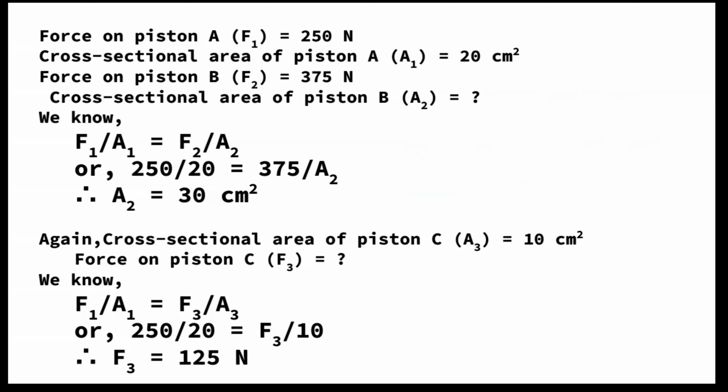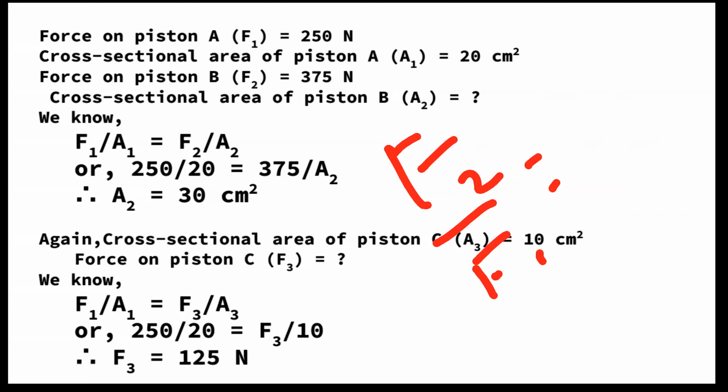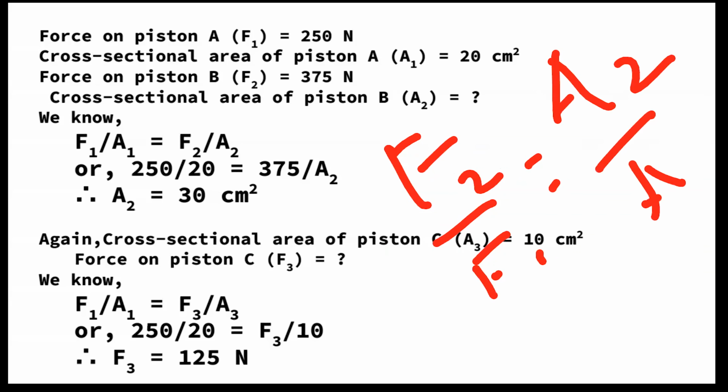You can write like this also, F2 upon F1 equals A2 upon A1. So you can write the formula however you like, but you always have to take care. If we have the force on the big piston as F2, then on the other side there must be the area of the same piston, A2.